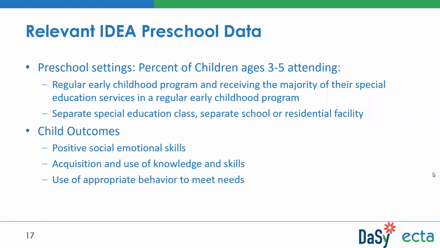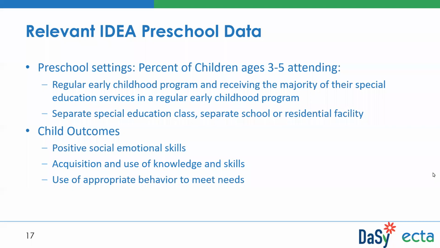So that's the settings. And then we also have child outcomes, which we also collect, and this is parallel to the Part C side, where you're looking at positive emotional skills, acquisition and use of knowledge and skills, and appropriate behavior to meet needs. And Ginger, do you want to add anything here about how you're using any of these sets of data?